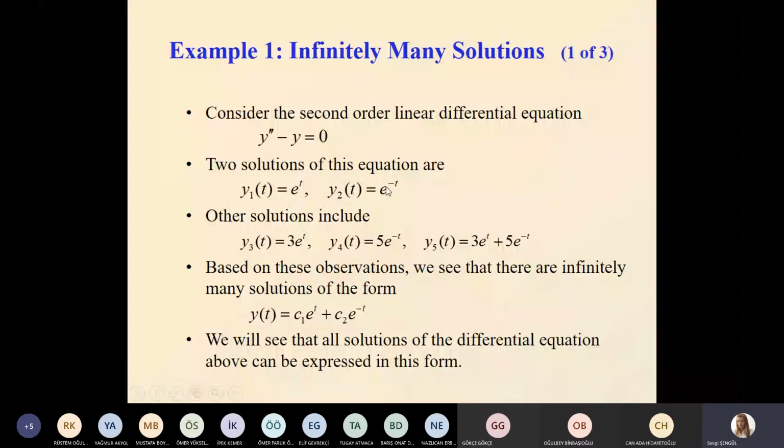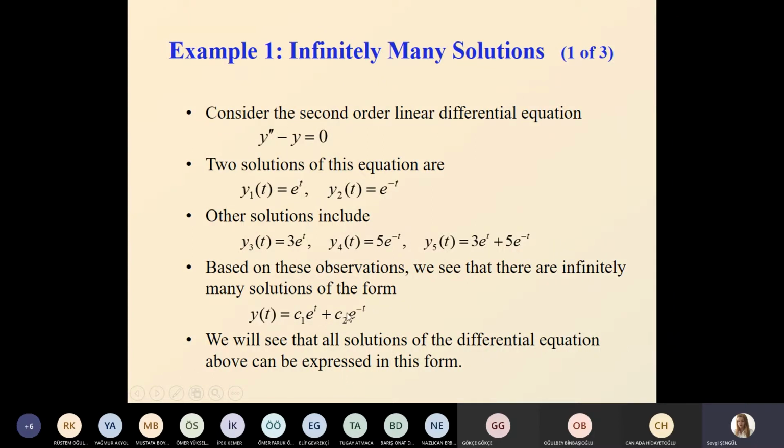Exactly, this is the solution. And look at that. This is also the solution. Because negative e to the negative t plus e to the negative t will also be 0. This is the solution. And you will see that these are all solutions. And based on these observations, you can see that there are infinitely many solutions and they are all coming in an exponential form. So our solution is in this form: c1 e to the t plus c2 e to the minus t. And exactly, we will see that all solutions of the constant coefficient second order differential equations can be expressed as a linear combination of exponential solutions.